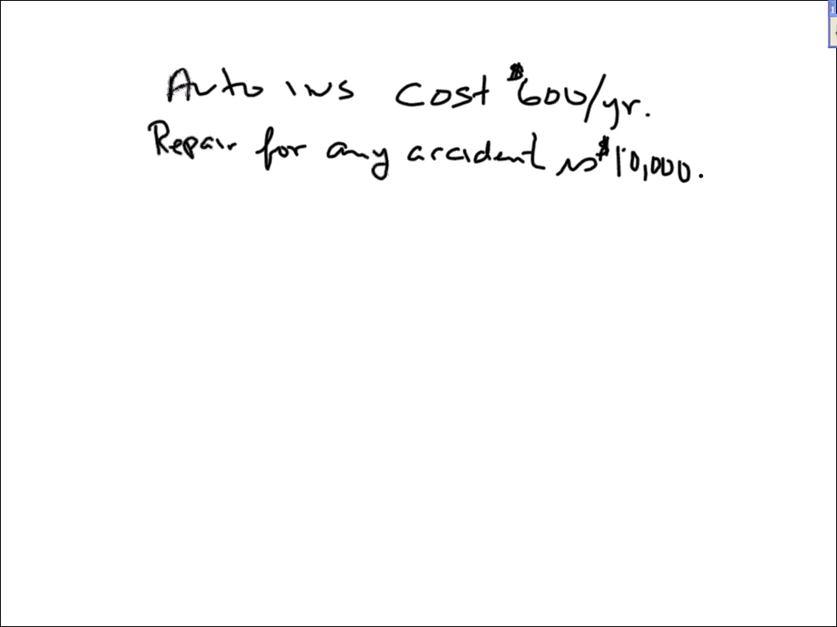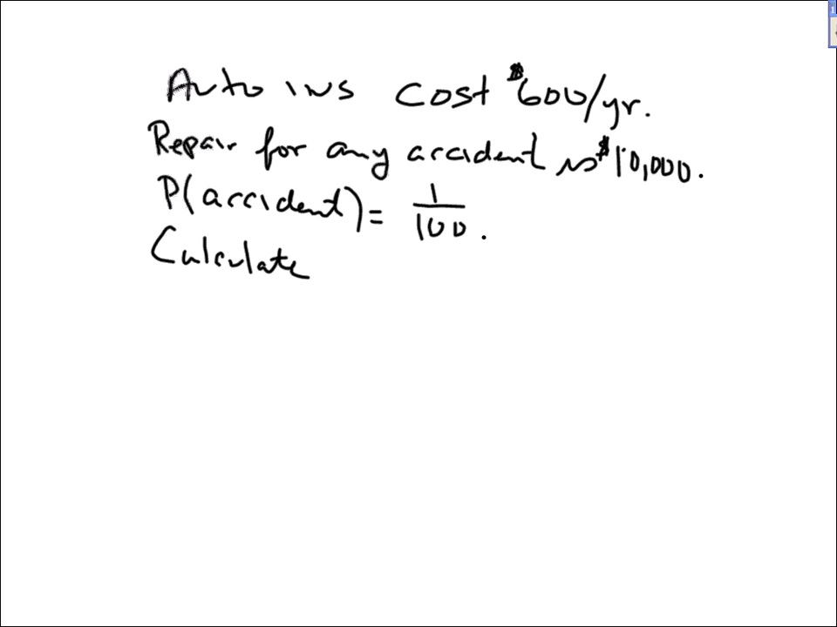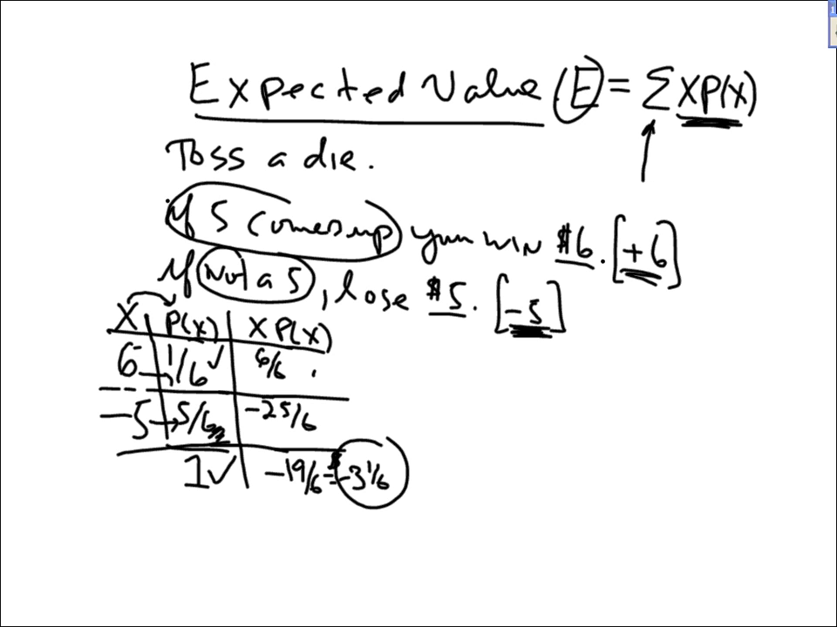Okay, the probability of an accident is 1 out of 100. Question is, calculate the expected value. Calculate, I called it E a moment ago, it really should be E of X. Calculate E of X.